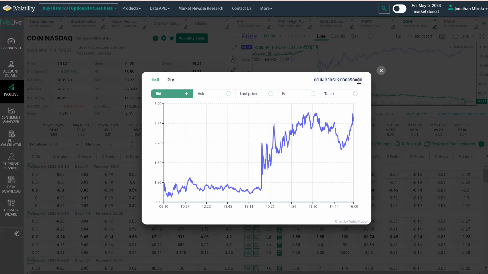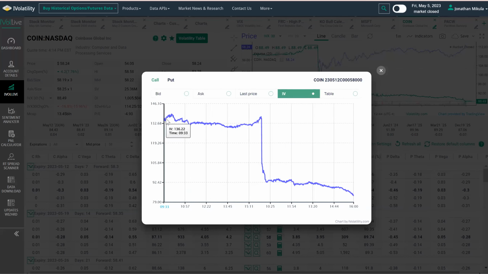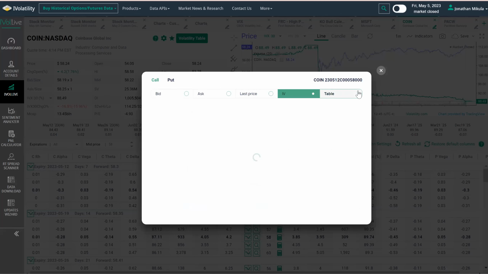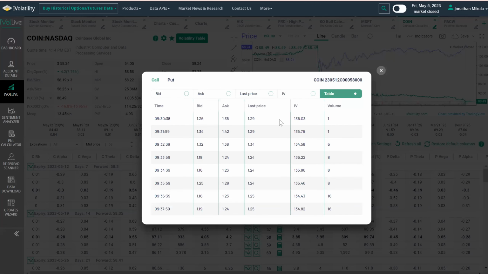So what this is showing us is, for this specific Coinbase option, the bid, the ask, the last, and the implied volatility. You can see on Friday, the implied vol on this strike actually went down as the trading day wound down. This is very interesting to look at. So had we sold this, we're earning all of this decrease, and as time decay kicks in, this is also really cool.